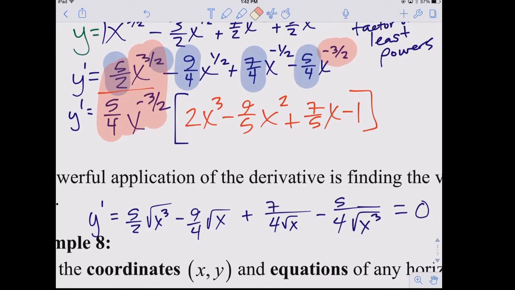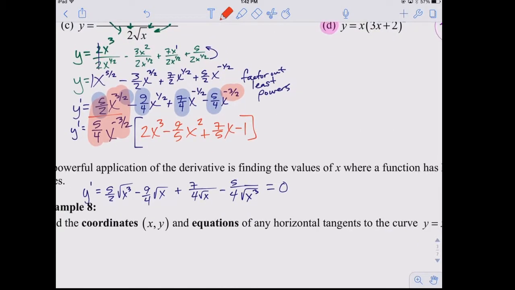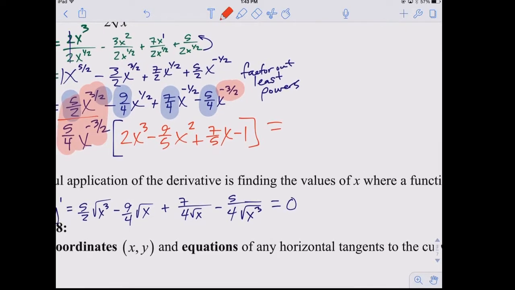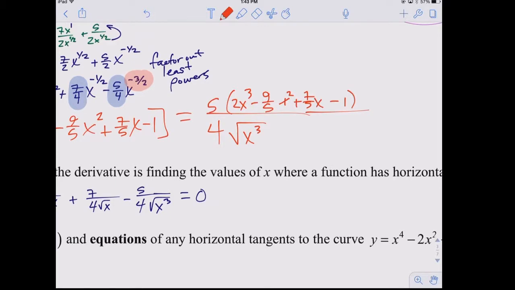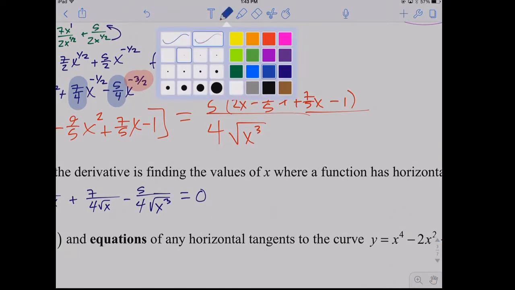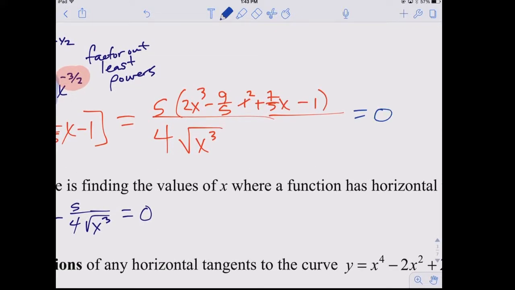Now, why is this even any better? Well, look how lovely this becomes if I simply rewrite it. I'm going to have a 5 and a 4. That x to the negative 3/2 now being a factor, I can throw it back to the bottom and call it x cubed, and I'm left with 2x cubed minus 9/5 x squared plus 7/5 x minus 1. And I can even distribute the 5 back through in the top to get rid of those fractions. But notice now, if I have a ratio, it's pretty easy to solve when you set it equal to 0, or easier, because a fraction is equal to 0 when the numerator is equal to 0.